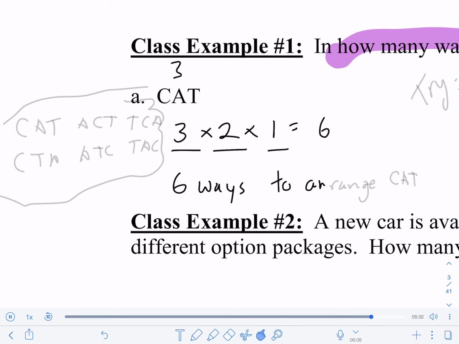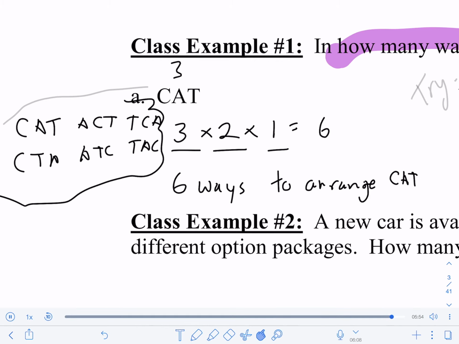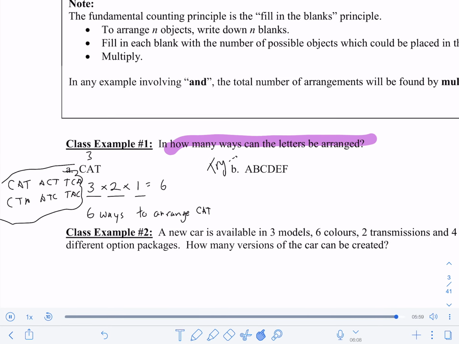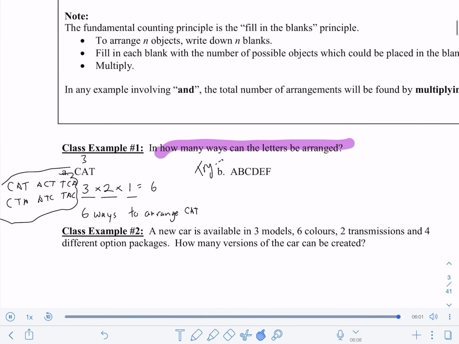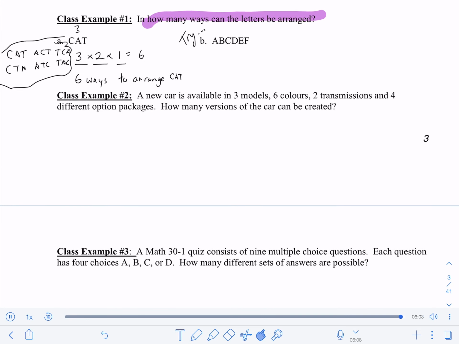6 ways to arrange CAT. And I suppose if you wanted to, you could try this out. You could try CAT, CTA, and then put A first, ACT, ATC, and then finally put the T first and go TCA and TAC. And you can kind of see, yeah, of course, in a simple case like this, 6 different ways. So I'll get you to try this one out and see what you think. The next few are simpler, and I will join you with the second video in a second.